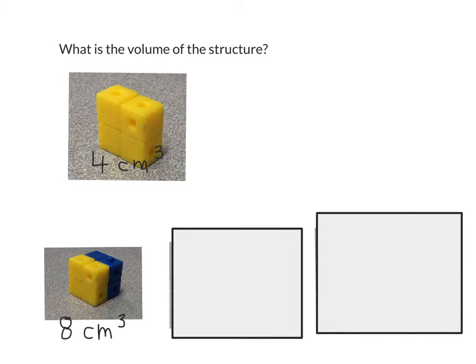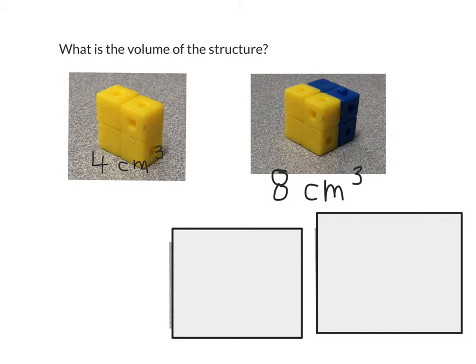How do you know that the volume of this structure is 8 cubic centimeters? Talk to your table group. What I heard you say is that there are 4 blocks here, and there's another layer of 4 blocks, so 4 plus 4 must equal 8. Again, there's 4 blocks in the front here, and in the second layer there are also 4 blocks. How many layers are there in that structure? 2 layers. How many cubes are in each layer? 4. So 4 plus 4 is 8.